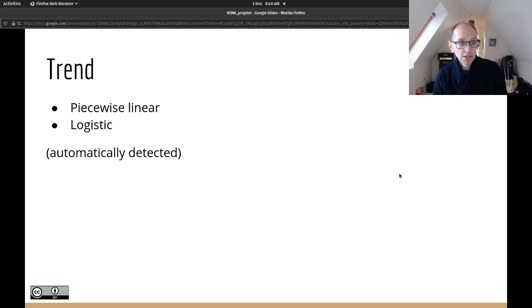So that might sound quite complicated. In practice, it isn't complicated because Prophet automatically detects the trend points for you. It does that using a Bayesian approach. What it does is automatically select a large number of trend points, and then it uses the data to update its parameters to decide, are those trend points real or not? What you end up with is just a few automatic change points in the data.